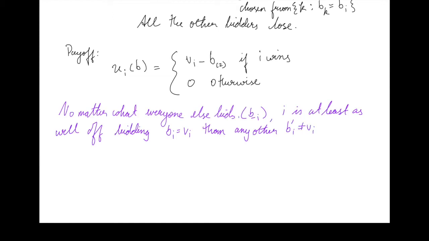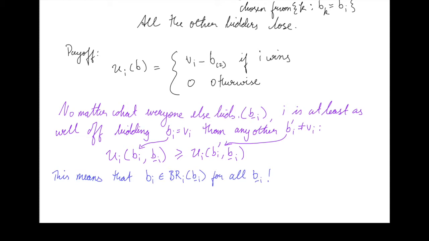So formally we'll write that down as follows. No matter what everybody else bids, so we'll call that b_{-i}, you are at least as well off bidding b_i equal to v_i than any other bid b_i' not equal to v_i. So u_i(b_i, b_{-i}) is at least as big as u_i(b_i', b_{-i}), where b_i is v_i and b_i' is not v_i. So this has a very important implication: bidding b_i equal to v_i is a best response to everything. It's always a best response.